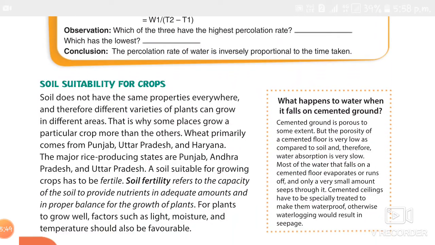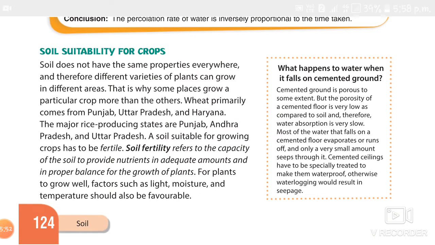Okay, soil suitability for crops. The properties of soil in different places are different, so the type of soil in each place is different. We have seen the properties of the different types of soil in our last class. Each one is different from the other, so different varieties of plants grow in different areas.